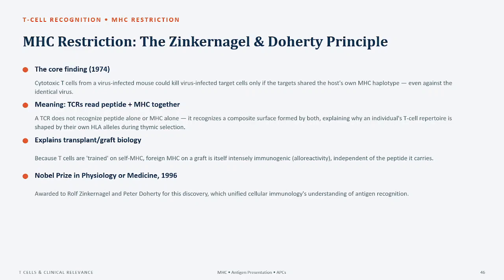Now the MHC restriction, which is the Zinkernagel and Doherty principle. The cytotoxic T cells from the virus-infected mice could only kill target cells sharing the host's MHC haplotype, meaning that the T cell receptors read the peptide and the MHC molecules together rather than recognizing the peptide alone. Rolf Zinkernagel and Peter Doherty got the 1996 Nobel Prize in Physiology or Medicine for explaining graft rejection and the cellular immunity.